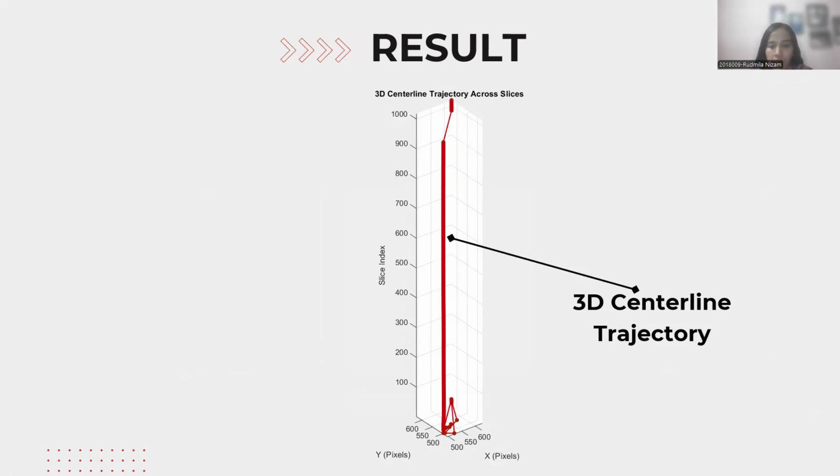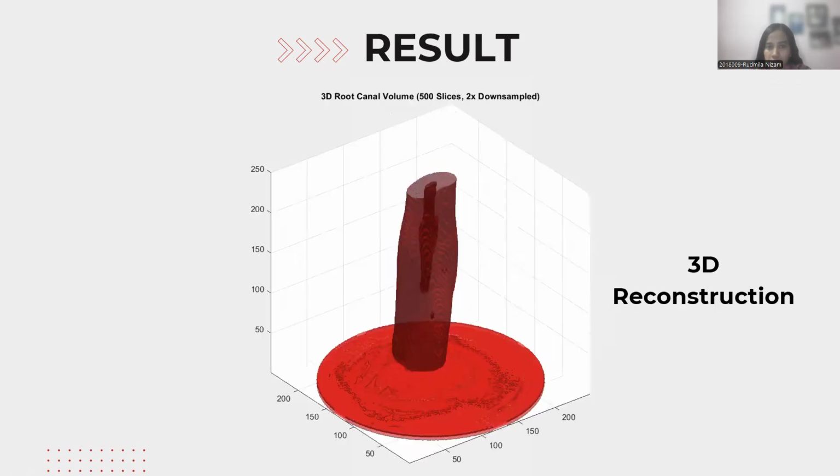From the 3D model, we extracted the canal's main path. This is important for measuring curvature and for deciding the right tools during treatment. Finally, this is the final product, a clear 3D reconstruction showing the root canal center line.